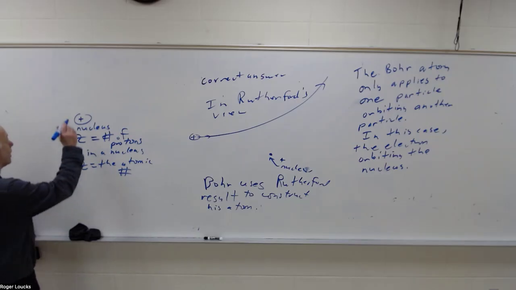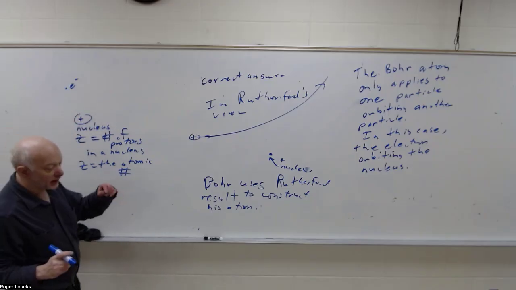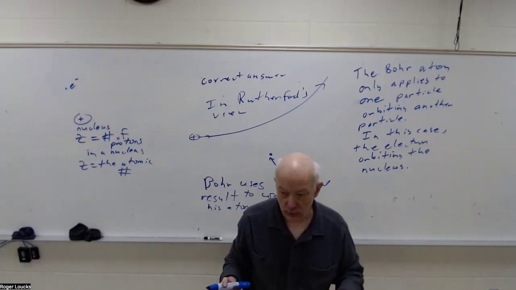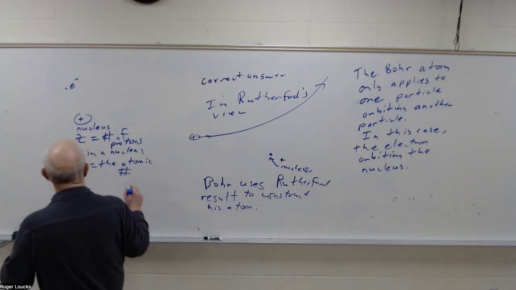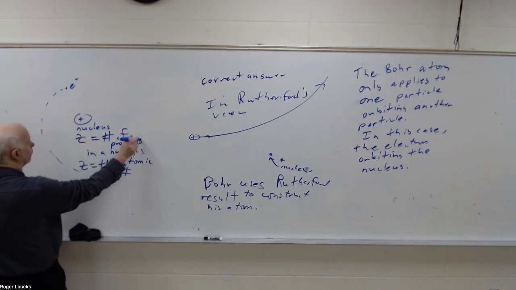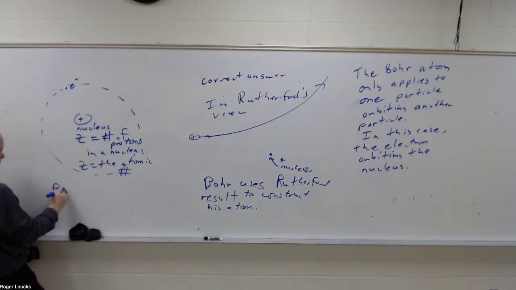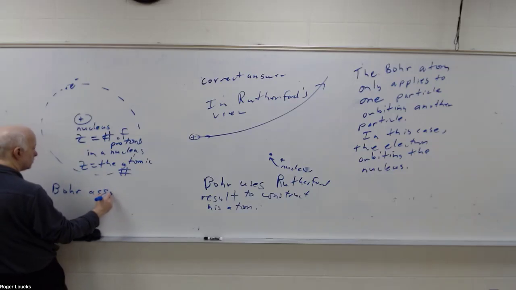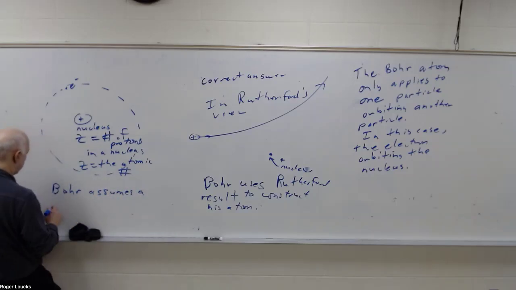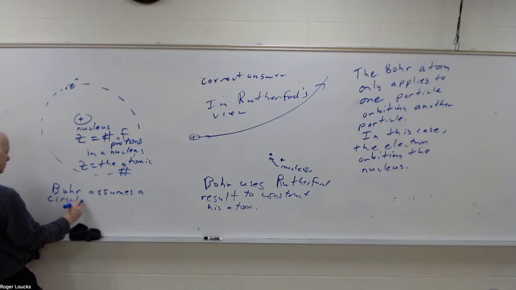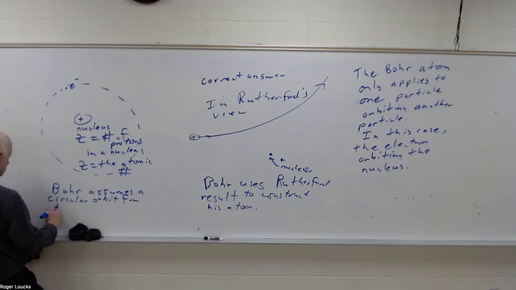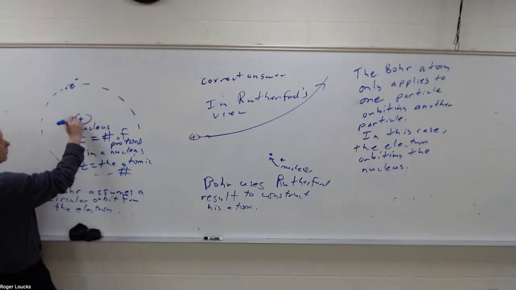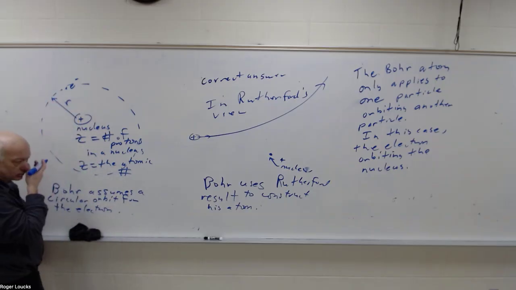Okay, and then we have one electron. So if you try to put two electrons in the Bohr model, it's not going to work. You can only have one thing orbiting. And so what he's going to do is he's just going to assume that this is a circular orbit. So Bohr assumes the circular orbit for the electron.